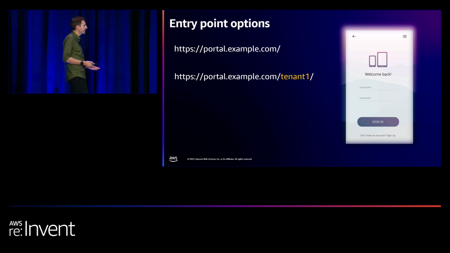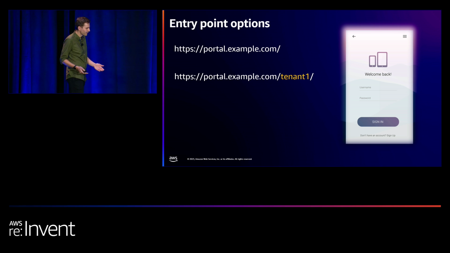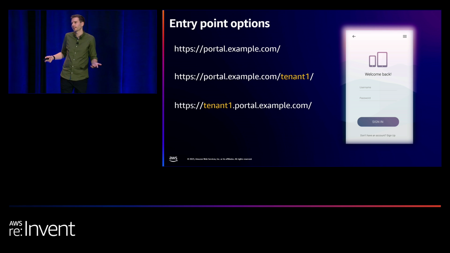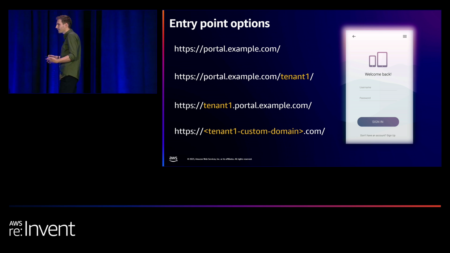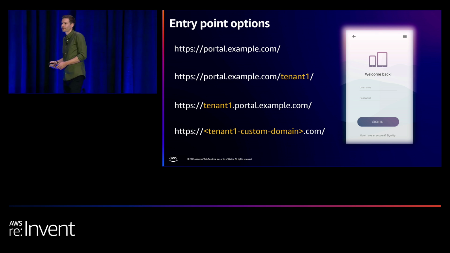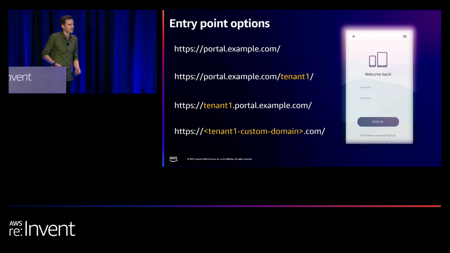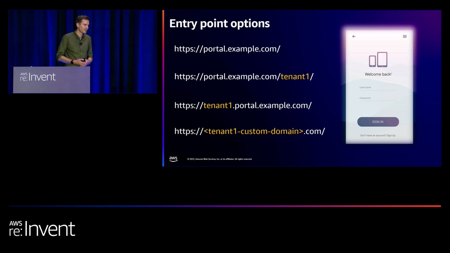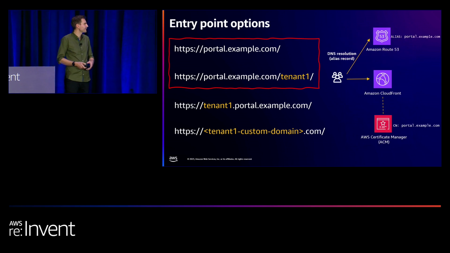We could bake the tenant ID into the path, and this might be something like a GUID or a UUID. We could also give each tenant their own subdomain, or we could allow the tenants to bring their own custom domain, right? And this is the most level of customizability if we want to make the solution look like it's actually produced by the end customer. So how would you implement each of these?